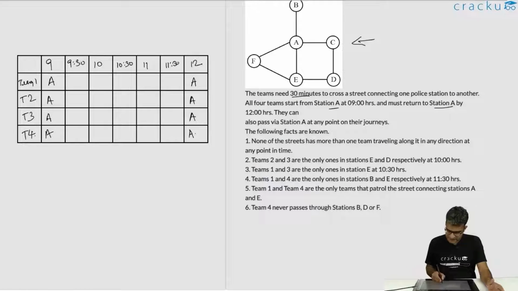We are told that none of the streets has more than one team traveling in any direction at the same point. So basically, if at some point we figure out that somebody is going from C to D, at the same point, nobody will go from either C to D or from D to C.